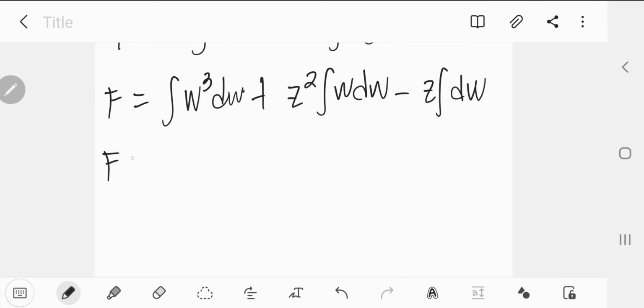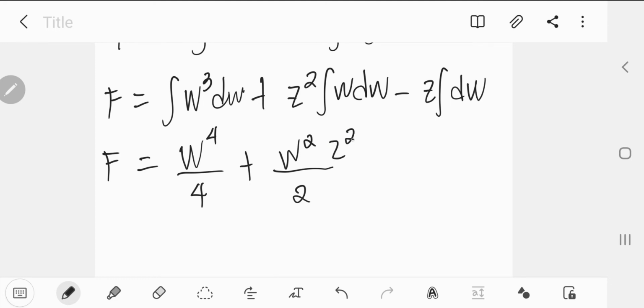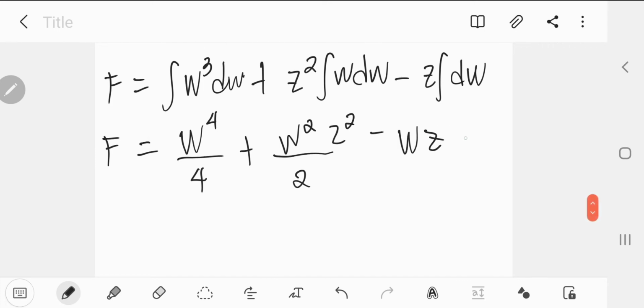We have f is equal to the integral of w cubed dw, which is w raised to 4 all over 4, plus the integral of w dw, which is w squared all over 2, times z squared, minus the integral of dw, which is w, times z. And now let us add plus q of z.